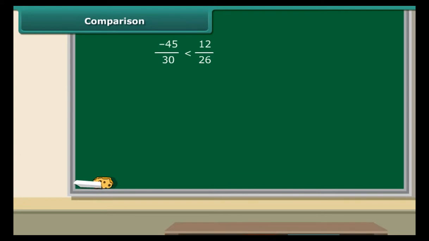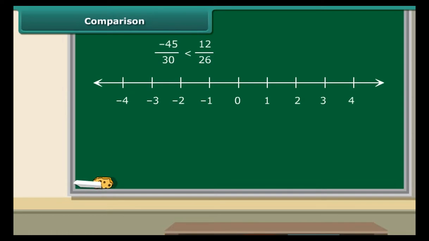We know that the negative number is always smaller than the positive number. We can also compare the rational numbers using number line. The more the number is in the right, the greater it is. For example, 2 by 3 lies here, and 1 by 3 lies here. So which one is in the right?